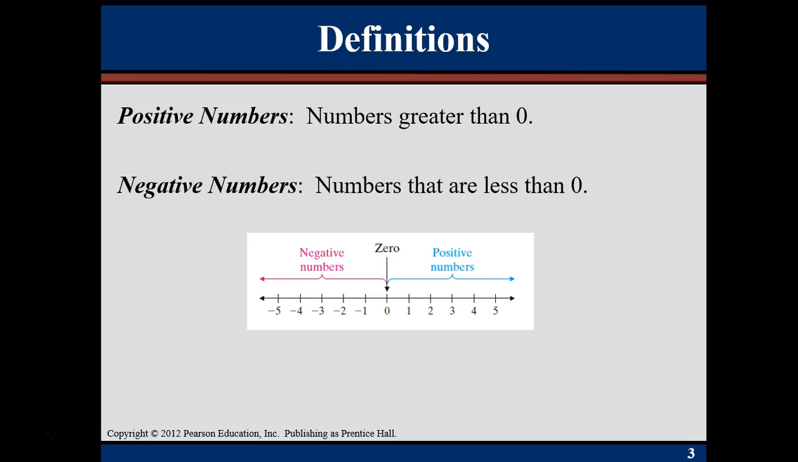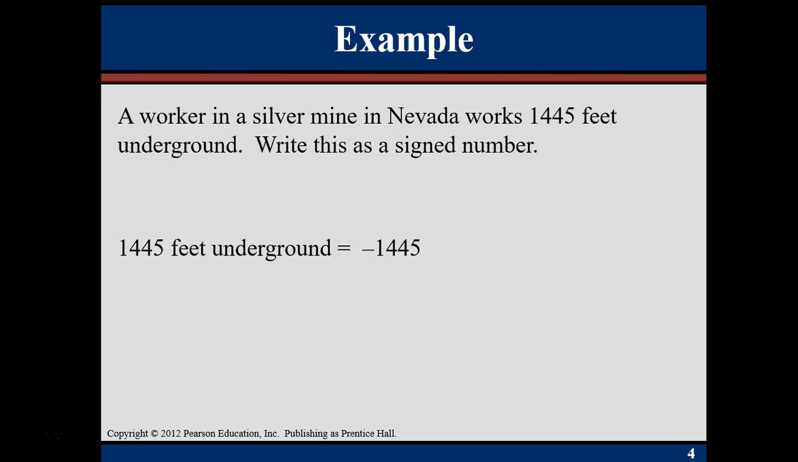An easy way to think about negative numbers is to think about it as a direction above sea level or ground level. So for example, a worker in a silver mine in Nevada works 1,445 feet underground. As a signed number, this would be a negative 1,445 feet, since they're 1,445 feet underground.